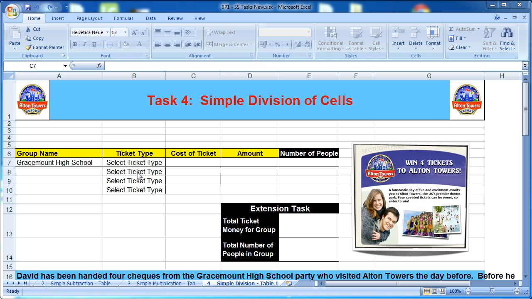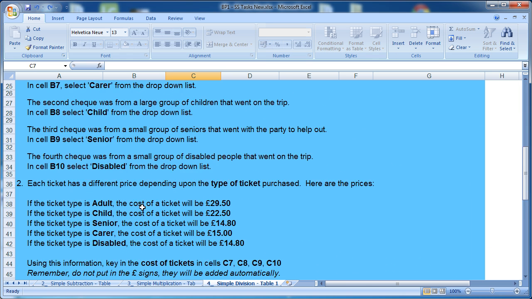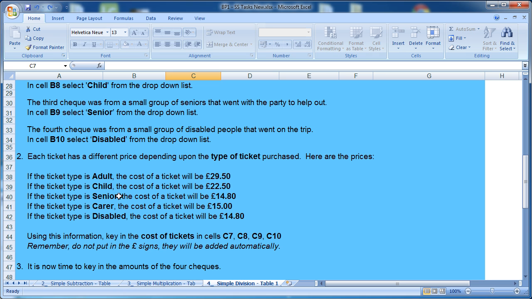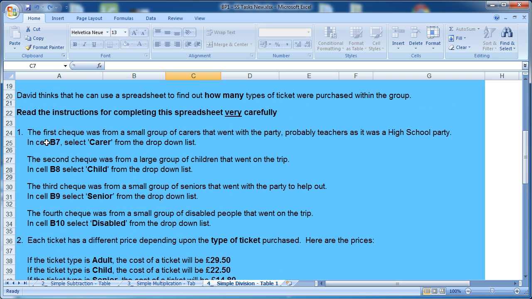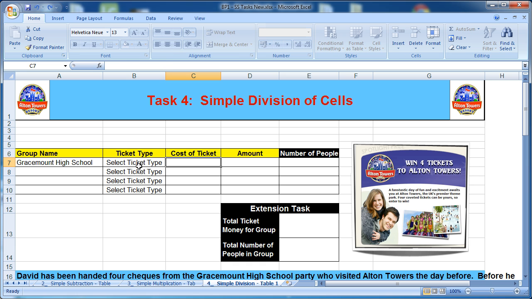There are going to be disabled people, and also, I think, a senior citizen as well. They've all got different ticket prices: a ticket costs £29.50 for an adult, a child's is £22, and so on. It asks you at the start, in B7, to select carer from the drop-down list. So here is B7, we click on that and we select carer.